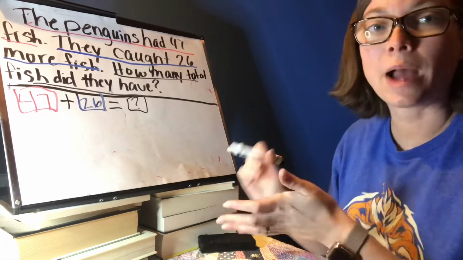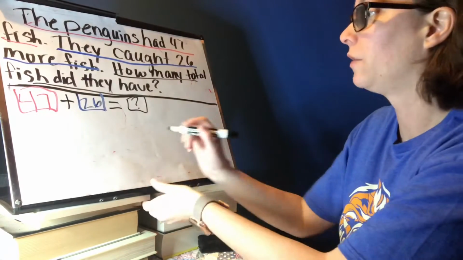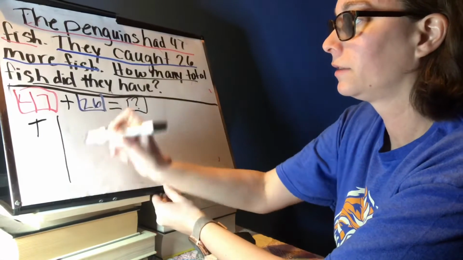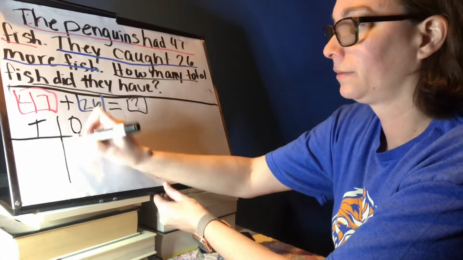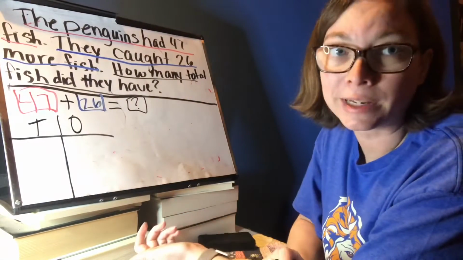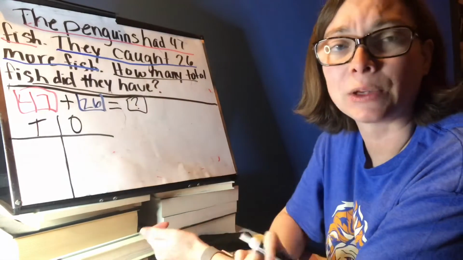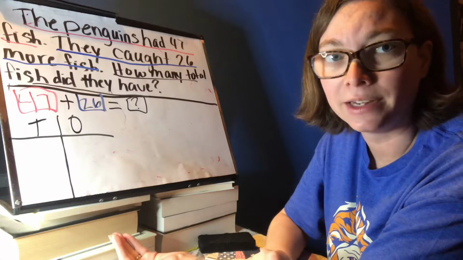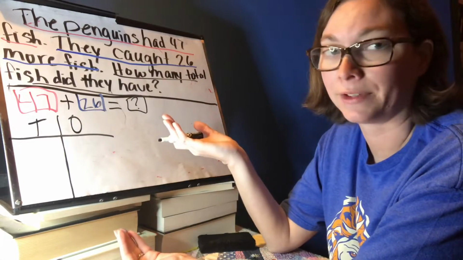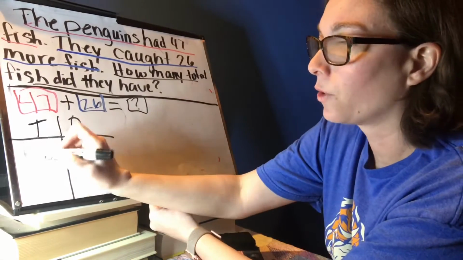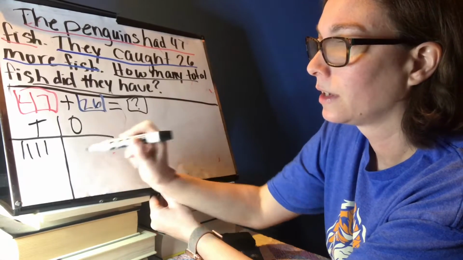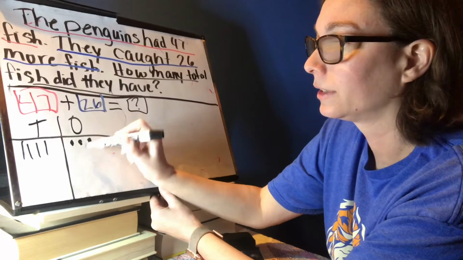So one way we could solve the problem is by drawing our tens and ones chart. The first thing we're going to do is look at what we know at the beginning. We have 47. So how many tens are in 47 and how many ones are in 47? Right, there are 4 tens. And there are 7 ones.